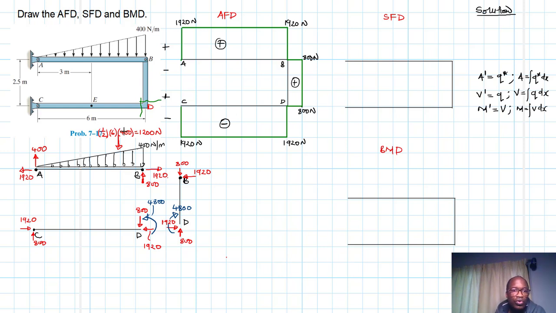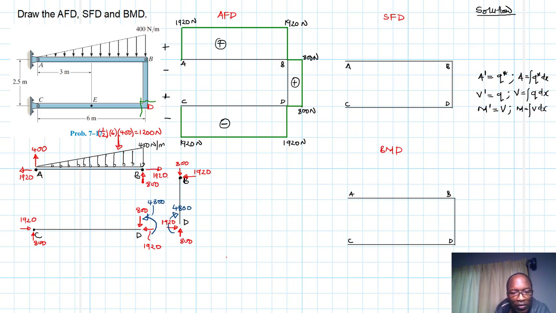So we need to move on to draw the other one, which is the shear diagram. The shear diagram for member AB and AB. Let's start with AB. So this is our A, this is our B, this is our D, this is our C, and so is this A, B, C, D. Great. So let's go to our diagram for shear.